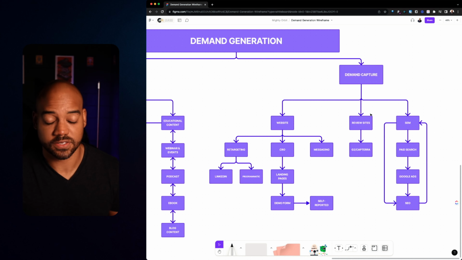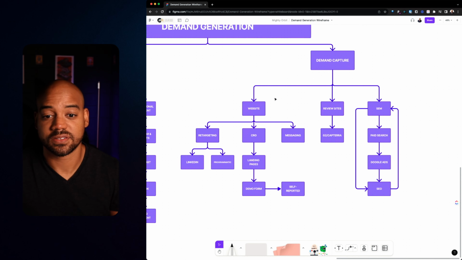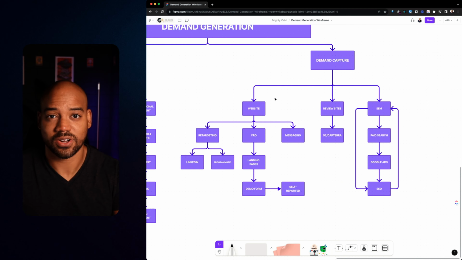Overall, this will help with your sales velocity, helping to fill your pipeline and close bigger, faster, better accounts. So let's dive into demand capture, and we're actually going to start on your website.